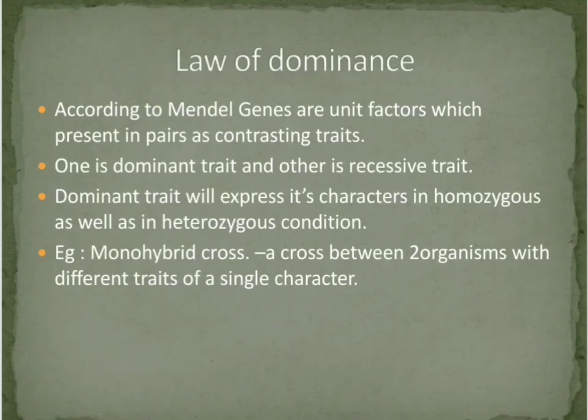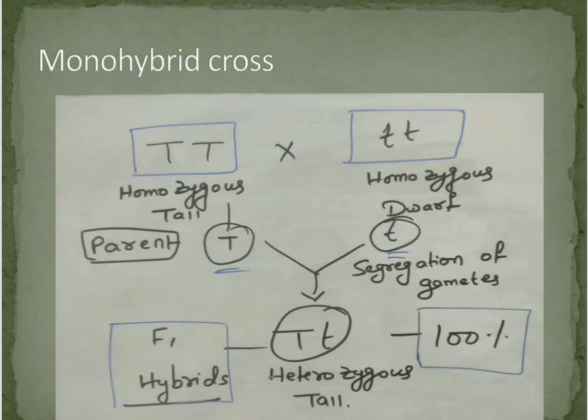What is this? Actually, a cross between two organisms with different traits of a single character. That character here, for example, is height. So two organisms with two traits are crossed: one homozygous tall and the other homozygous dwarf. Height is a single character, so it is a monohybrid cross. So they crossed. After that, in the F1 hybrid, the first filial generation after the cross, the result was heterozygous tall. So all the plants, 100%, were heterozygous tall plants.